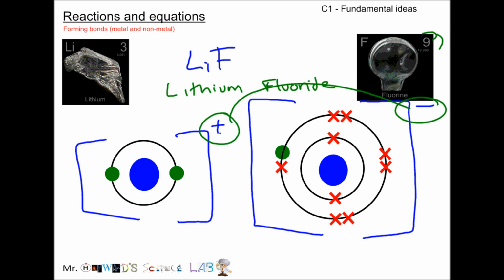And the reason lithium fluoride is only Li1, F1, but remember we don't actually write those ones, is because of this reason. There's only one positive charge and one negative charge, and therefore one lithium will balance out one fluorine. Well, one lithium ion will balance one fluoride ion out, and that will become lithium fluoride.